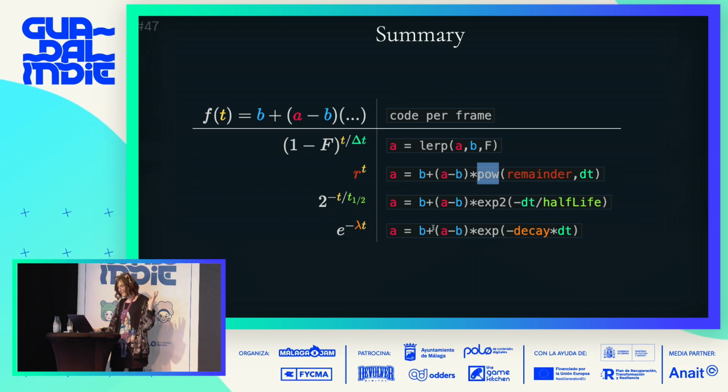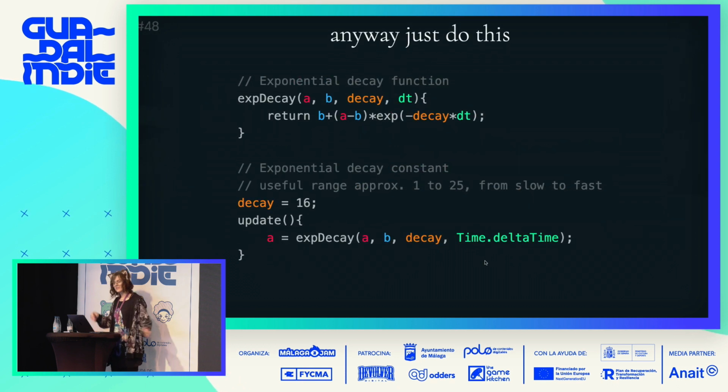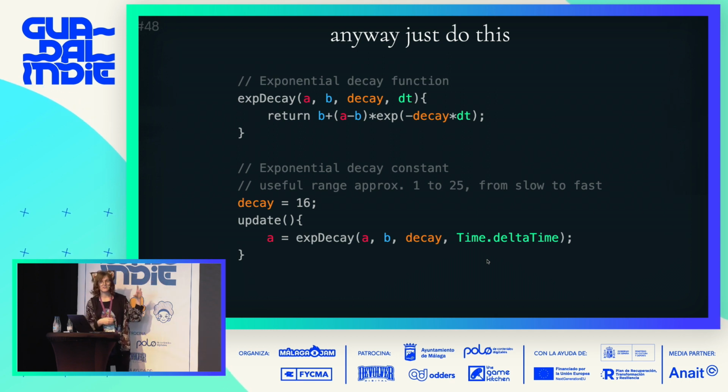So instead, if you want to do lerp smoothing, just do this. Use the decay constant. If you want to take a picture of anything in this talk, this is the slide. This is the only useful information I have, and so this is it. And of course, it's best to define a separate function and then use that function so that you know what you're doing, because lerp smoothing can look kind of esoteric in your code.